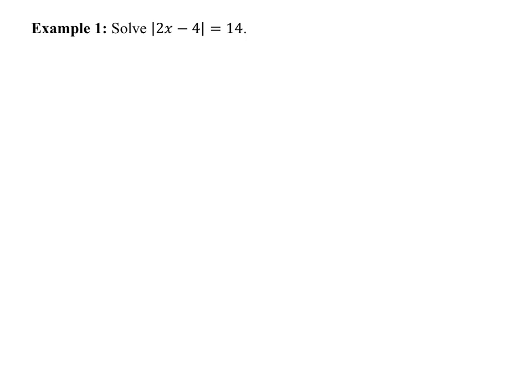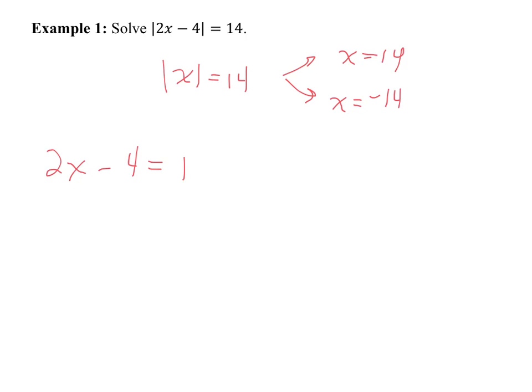So it could be what numbers? Again, remember, if this were just an x in here, we would say x could be 14, or x could be negative 14. That's how we would do that. So now let's apply this rule to what we have. 2x minus 4 equals plus or minus 14. So 2x minus 4 equals 14, or 2x minus 4 equals negative 14.